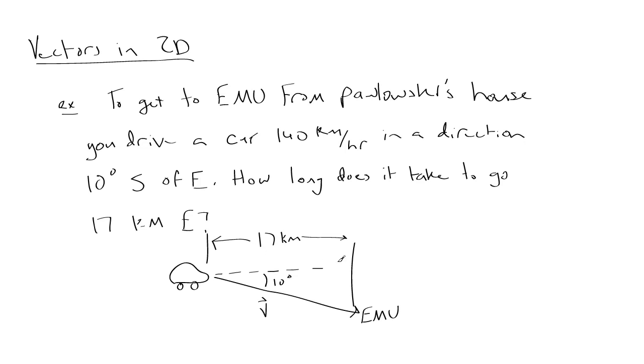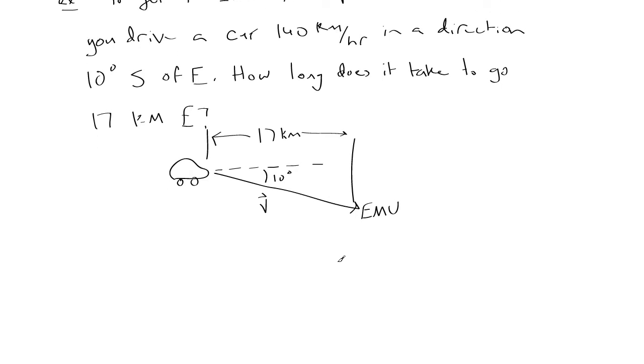Okay, so here's an example problem dealing with vectors in 2D, and we're going to start off simple with a single vector. The question is this: in order to get to Eastern from Pulowski's house, you have to drive a car at 140 kilometers per hour in a direction 10 degrees south of east. And the question is, how long does it take to go 17 kilometers east? Notice here, I'm driving my car at some angle to the horizontal direction being east. So I'm not driving straight east, but the question is asking how long it takes to go a certain distance east. So I've got something a little bit different going on here, something different than what we've done before.